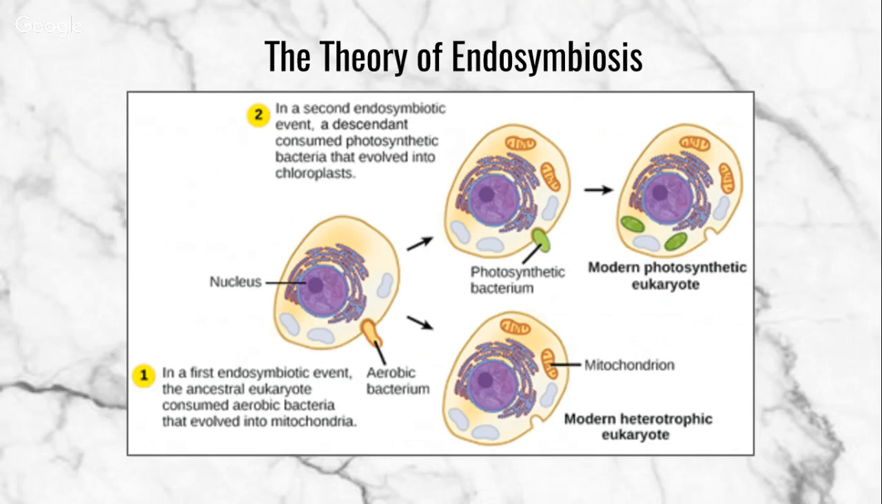You can see in this picture, in the first event, we have a pro-eukaryotic cell, and then we have an aerobic bacterium. That aerobic bacterium is the mitochondria. Then in the second event, we also have a photosynthetic bacterium, which is the chloroplast. These become engulfed into the cell. Then you can see on the right the modern day eukaryotic cells, both plant and animal.